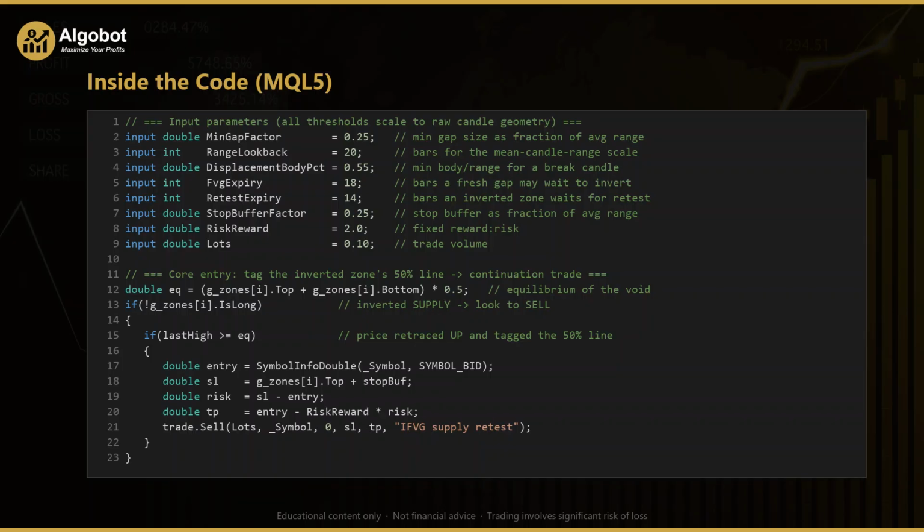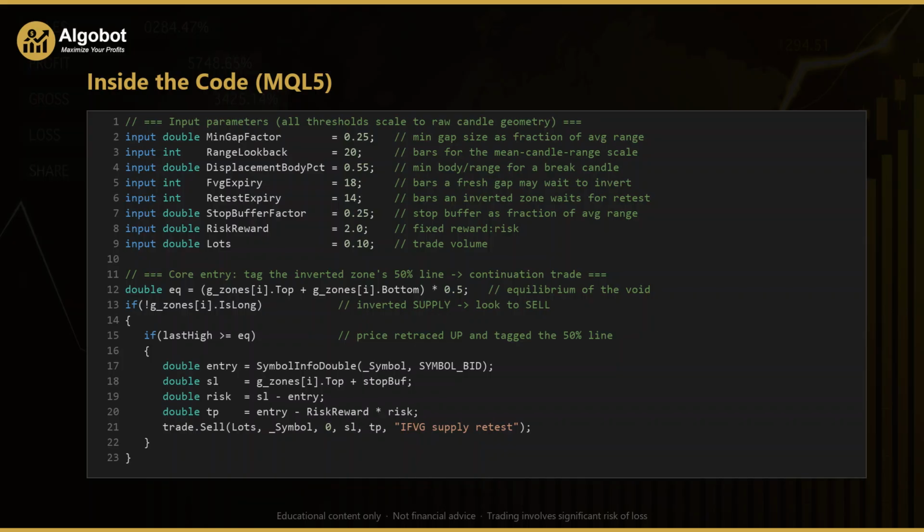At the top are the input parameters. These are the dials you can adjust before running the expert advisor. MinGapFactor sets how large a gap must be as a fraction of the average candle range. Raising it demands bigger, cleaner imbalances. RangeLookback controls how many candles feed that average. DisplacementBodyPct is the strength filter for the break candle. A higher value insists on a more decisive close.